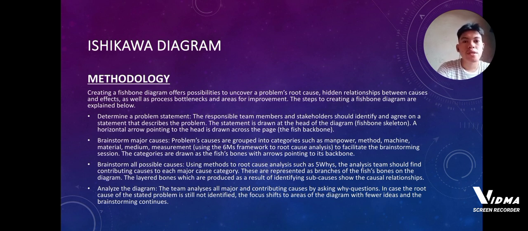Next is brainstorm all possible causes. Using methods of root cause analysis such as 5 whys, the analysis team should find contributing causes to each major cause category. These are represented as branches of the fish bones on the diagram. The layered bones which are produced as a result of identifying sub-causes show the causal relationships.